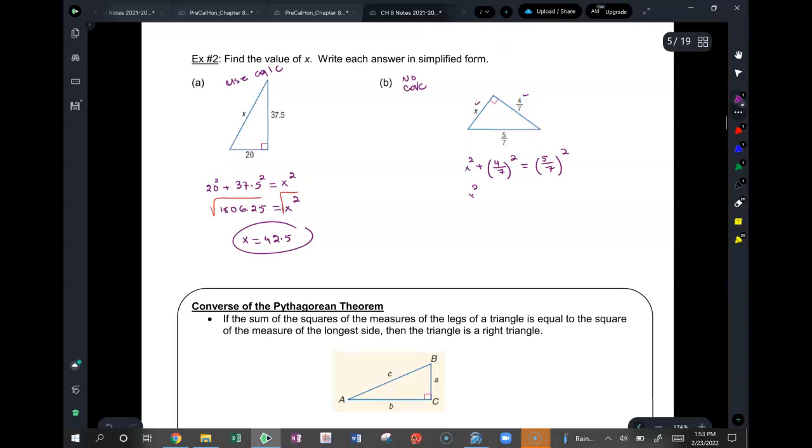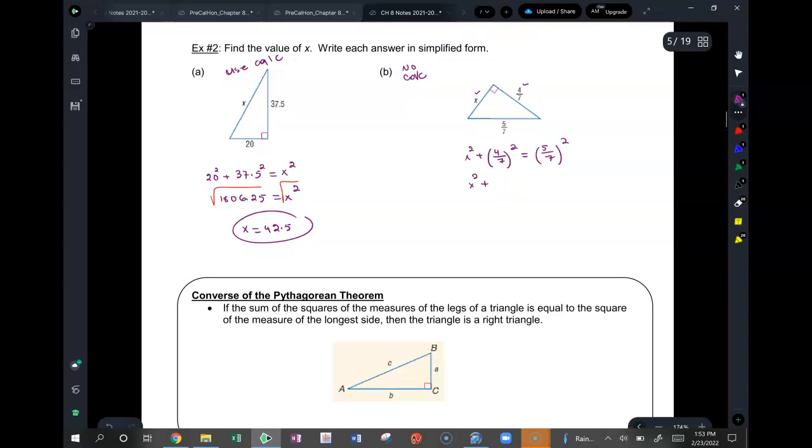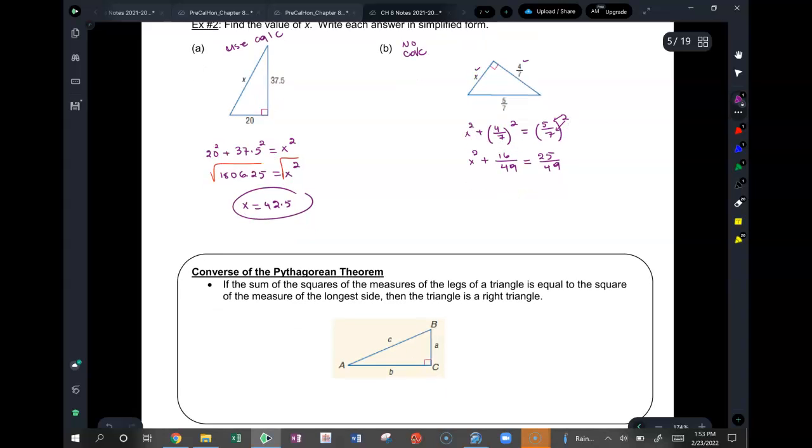X squared plus, when you square the 4 over 7, what do you get? 16 over 49 equals, you square the top and you square the bottom. This 2 belongs to both of them. 25 over 49. Now, when you subtract, minus 16 over 49 minus 16 over 49, x squared is equal to 9 over 49.